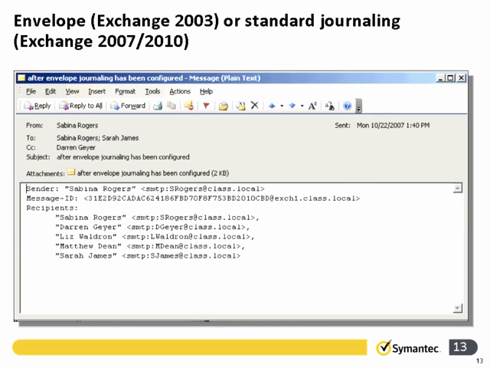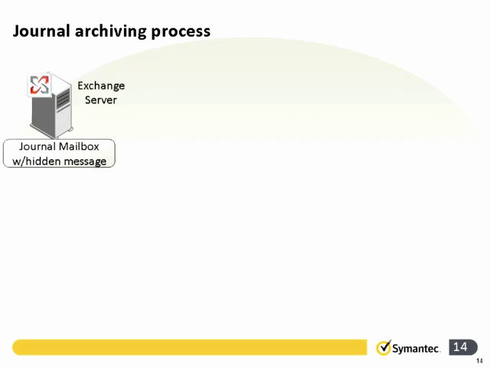So let's look at the idea of doing a journal archive. With journal archiving, you will see all the different things that need to be configured to set it up here in a moment. But once we have all that set up, you have a journal mailbox on the Exchange server, and the Enterprise Vault environment will have installed a hidden message in that journal mailbox, just like it did for the regular mailbox archiving that we talked about in an earlier lesson.